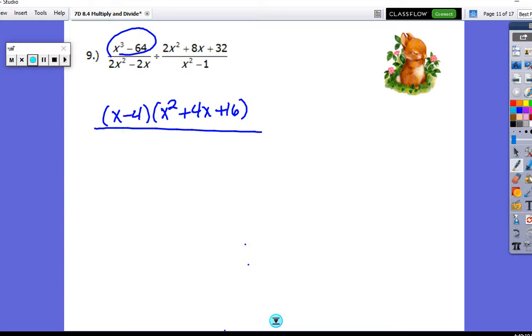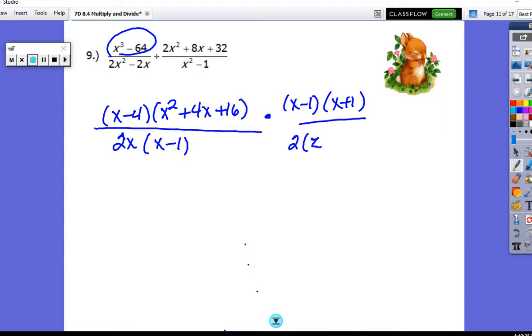On my denominator here, I'm going to pull out a 2x. I'm going to flip it, and this is on the top, so I'm going to have x minus 1, x plus 1. And I'm going to have to factor. I'm going to have to pull out a 2 first, and I get x squared plus 4x plus 16.